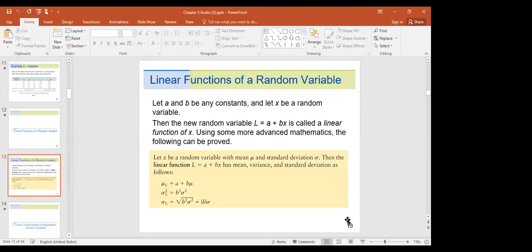As we have random variables, we will often need to transform those random variables into other random variables. One of them is the linear transformation of the random variable. The linear transformation of the random variable is L equals A plus BX. So if we have a random variable X with mean mu and standard deviation sigma, I will explain this using the whiteboard.